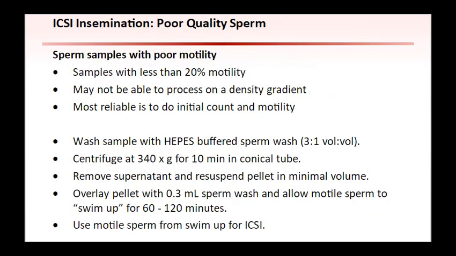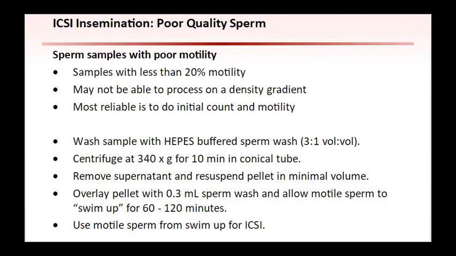For semen samples with 20% or less motility, a density gradient separation is not advisable. Using a gradient may reduce the number of motile sperm too much. The simplest and most effective method is a swim-up. Complete the initial motility and count and add 3 volumes of sperm wash media to one of the semen. Mix the sample well and place into 15 milliliter conical tubes.